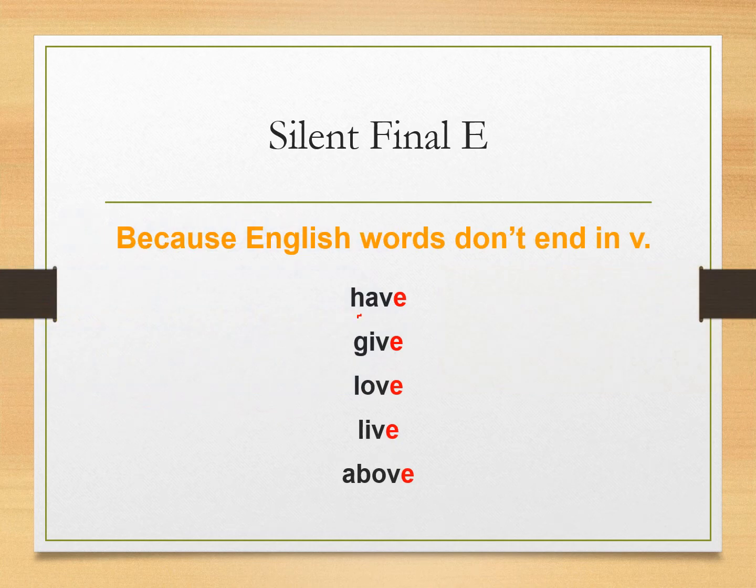So when we've got words like have, give, love, live, above, all of these vowels are making their short sound, but they still need that E on the end because you can't end an English word with a V. That is not a thing that English words do.